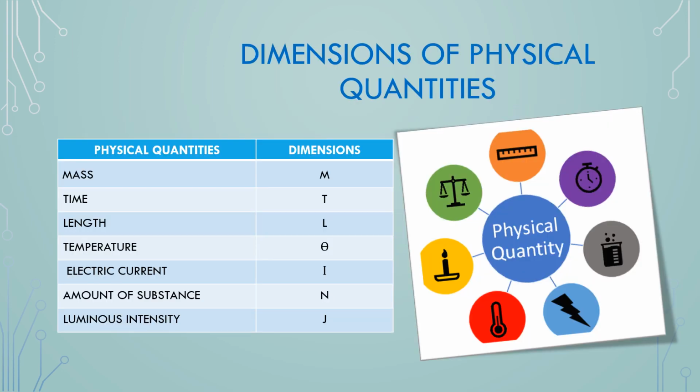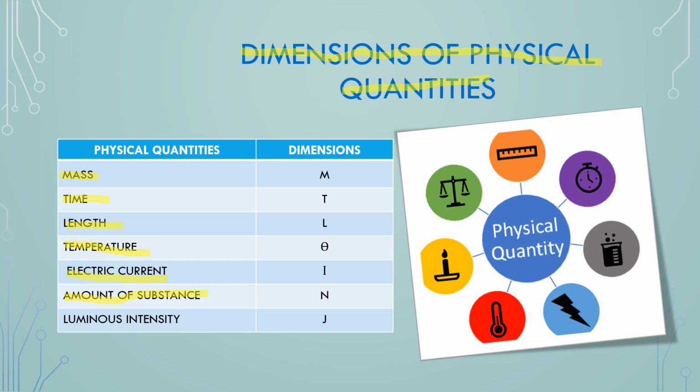In Form 6, you need to know the dimension of physical quantities. There are 5 basic physical quantities that you have studied in Form 5, which are mass, time, length, temperature, and electric current. And you add another basic quantity, which is the amount of substance. And you are aware there are a total of 7 together.